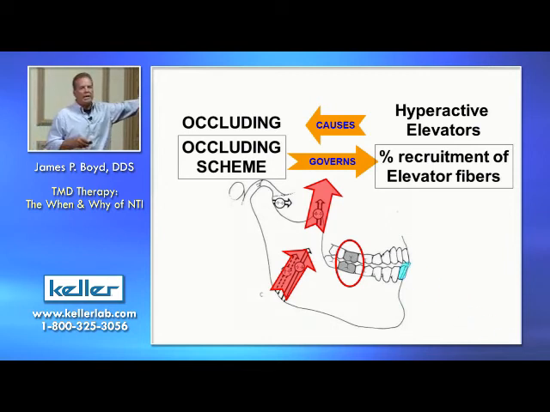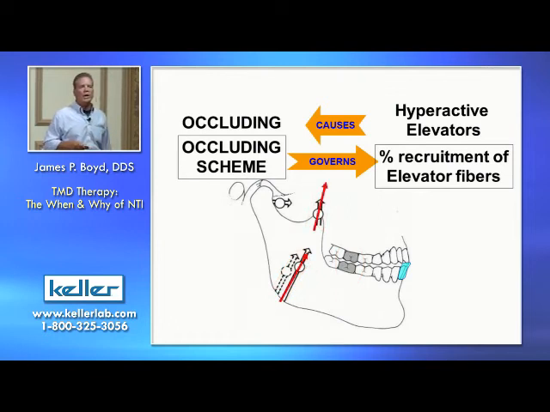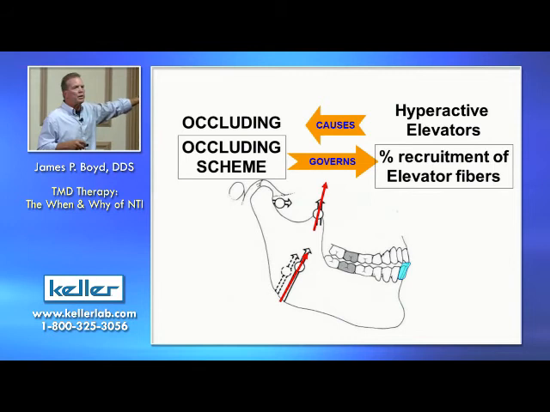If you were to put an anterior jig that did not allow posterior occluding, you still have constant elevation, but the new occluding scheme now governs the degree of muscle contraction, or the number of fibers contracting. So where this was a big, huge force vector arrow, it's much smaller now. Nothing's changed in the position of the mandible or anything like that. It's the occluding scheme that's now governed the amount of muscle contraction intensity.